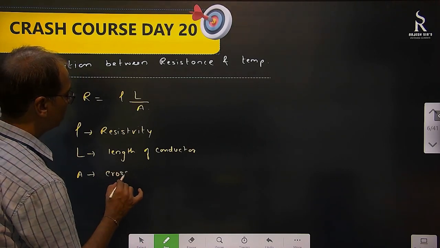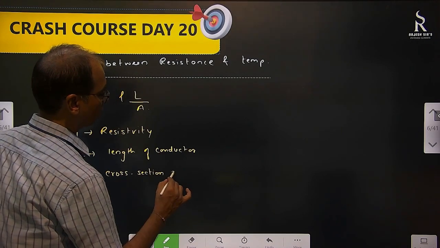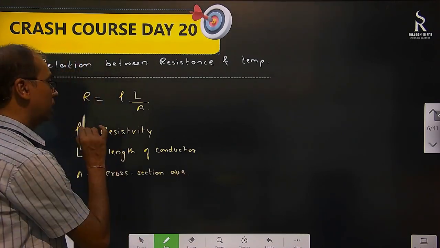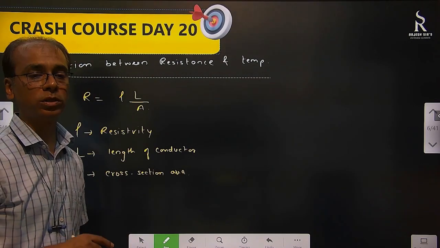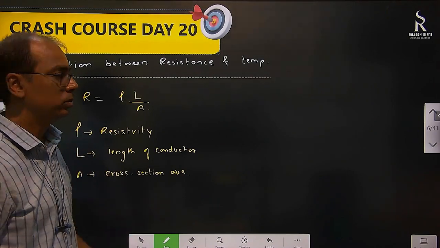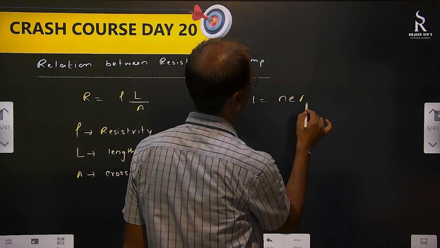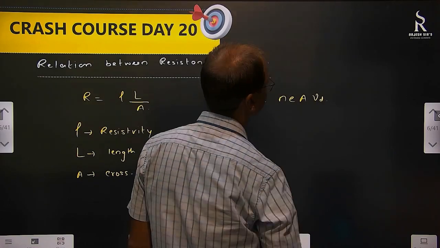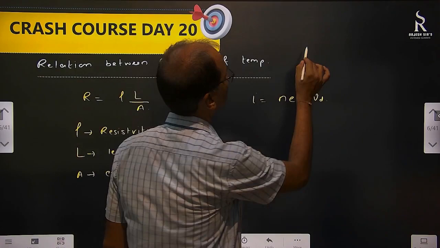But in this relation we don't have any temperature at all. Yet we know that R depends on temperature. When we increase the temperature, R also increases. So there is nothing like that here. How to find that then? A little while ago we got this relation, I equals n e A v_d. Now again, one more time, if you are going to make a conductor here, this is a conductor.